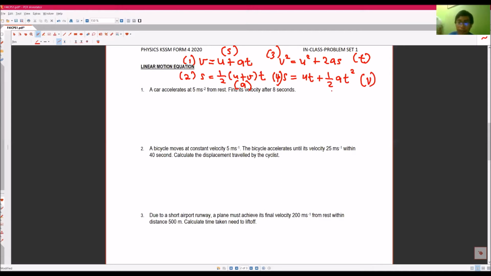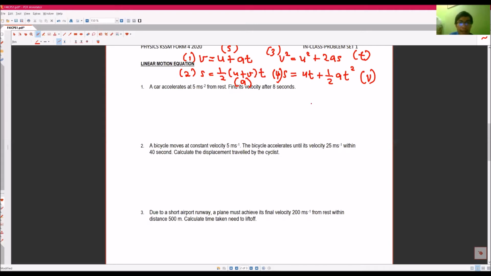So let's see the question. A car accelerates at 5 ms-2 from rest. Based on the first sentence, we can extract the information, which is A equal to 5 ms-2. From rest means that the initial velocity is 0. From means from the start, which is the initial velocity. At rest means that there is no movement, so zero velocity.